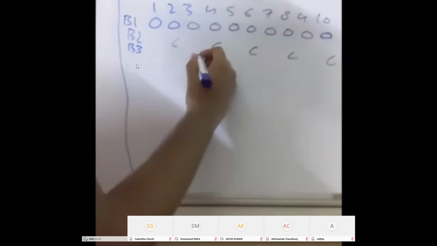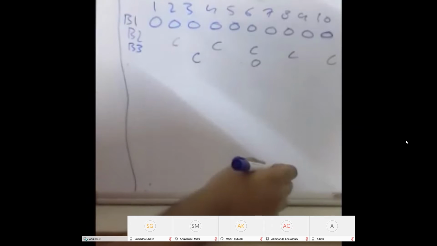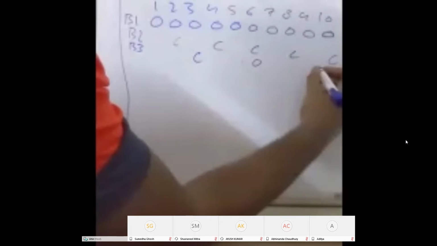Door 3. He opens door 6 and he closes door 9.